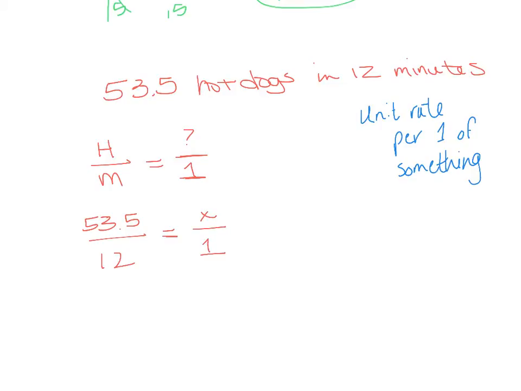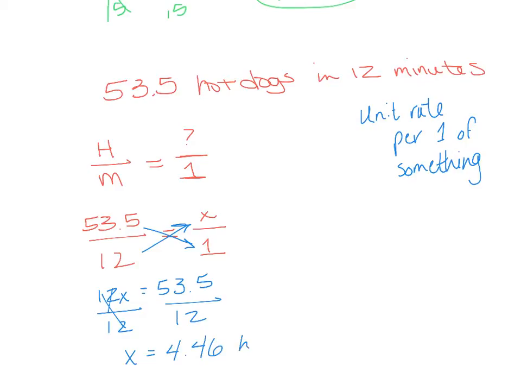So again, what we're going to do is we are going to cross multiply, and we get 12x equals 53.5, and then we're going to solve for x by dividing by 12, and x equals 4.46 hot dogs. So not even 4.5, 4.46. All right, so next problem is using dimensional analysis.